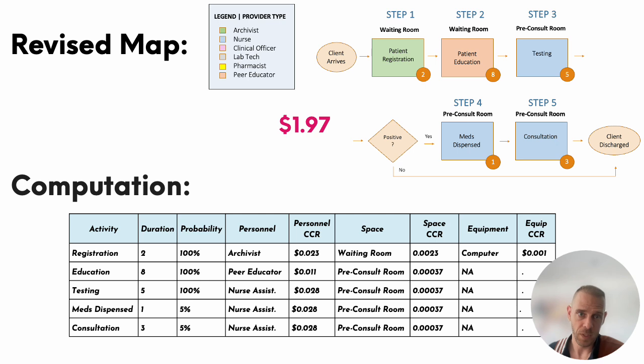And so computationally in our table, the activities, the first column is the same, the durations are the same, the probabilities are the same, but what has changed is column number 4. So we see that we've done some task shifting for personnel to lower level personnel to save some money, and we also stay in the same pre-consultation room for the space, rather than moving to different locations over time.